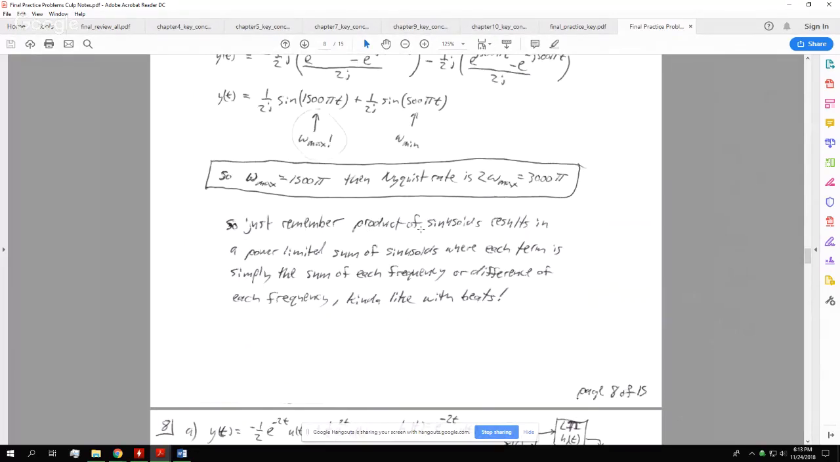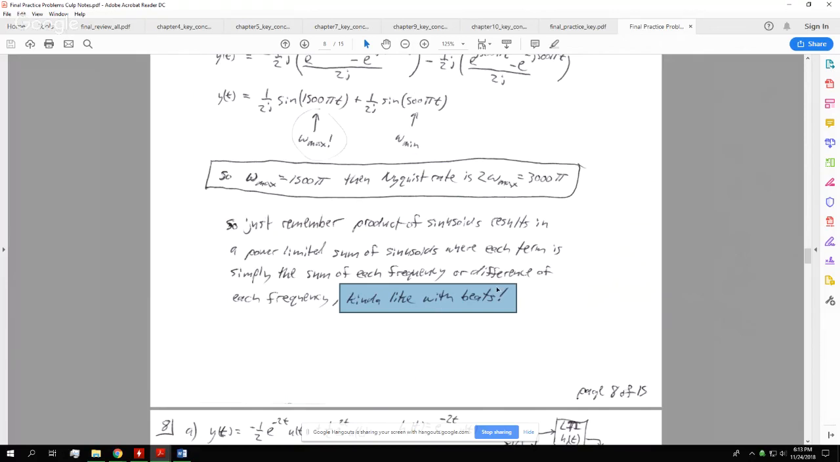So just remember, a product of sinusoids results in a sum of sinusoids where each term is simply the sum of each frequency or the difference of each frequency, or rather both. Kind of like with beats. If you remember in the differential equations class, we looked at beats. When you multiplied two signals that were very close to each other in frequency, like a 100 hertz signal multiplied by a 102 hertz signal, you're going to produce a beat frequency of 2 hertz, right? Because that's the difference between those two.